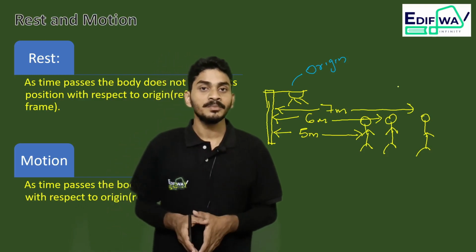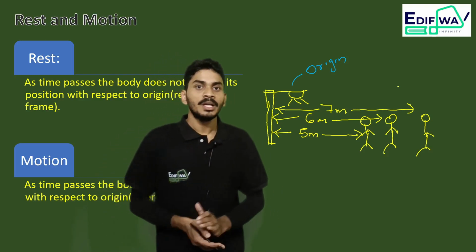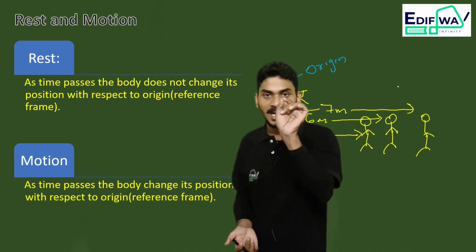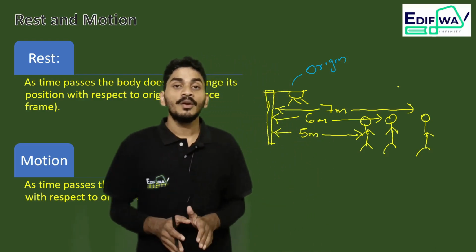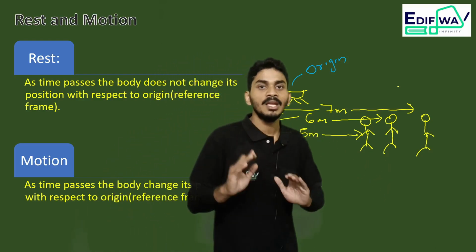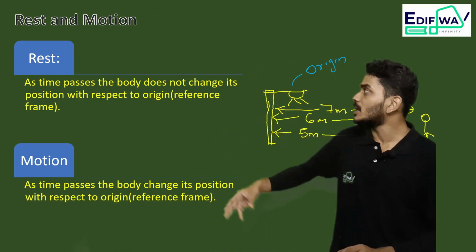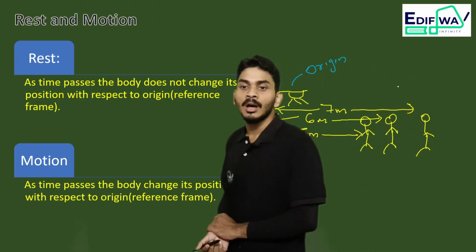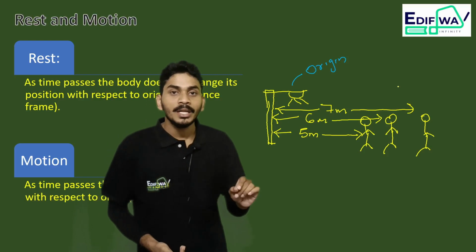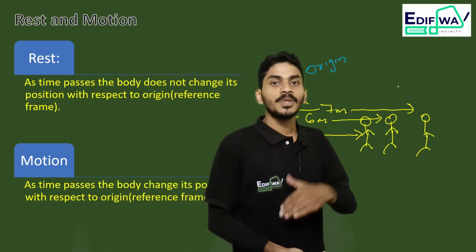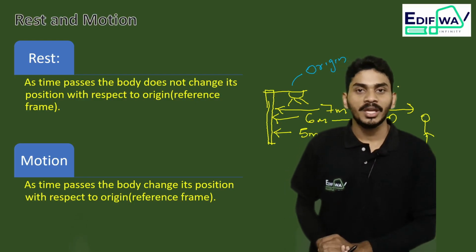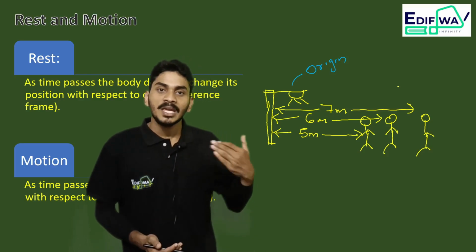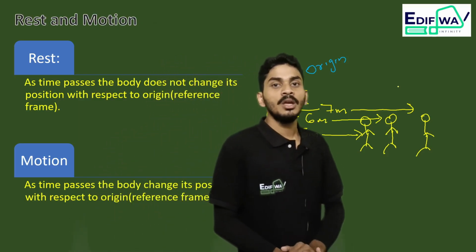And the position with respect to this lamp keeps on changing as the time passes. So now you can tell that the boy is in motion with respect to the origin, that is the lamp. Clear? Now let's see what the definitions of rest and motion are. Rest means as time passes, the body does not change its position with respect to the origin. And what is meant by motion? As time passes, the body changes its position with respect to the origin.